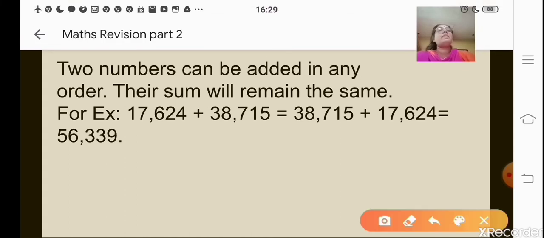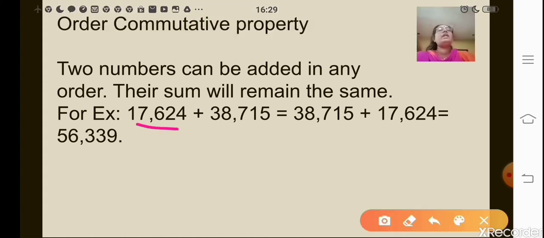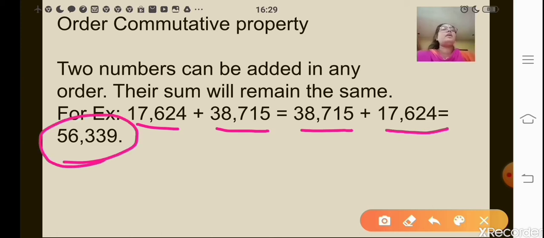In the same way, an example is given here: 17,624 plus 38,715. So if you write 38,715 first and then 17,624, your answer will remain the same.